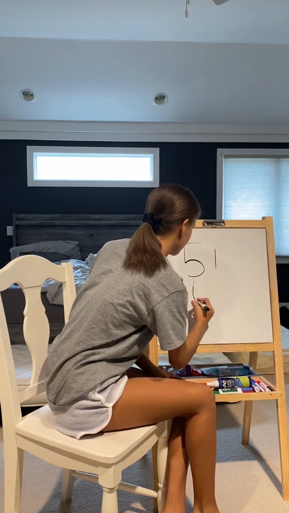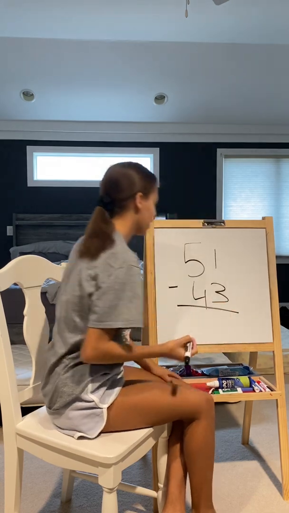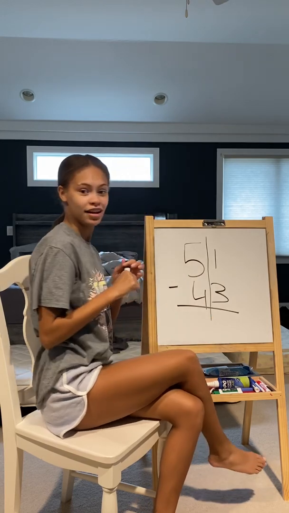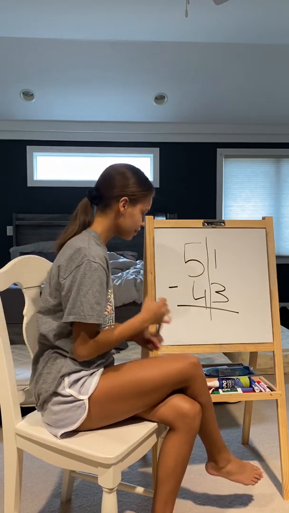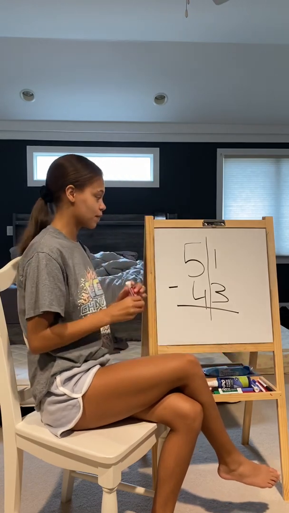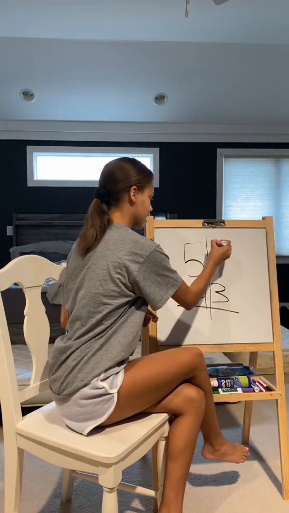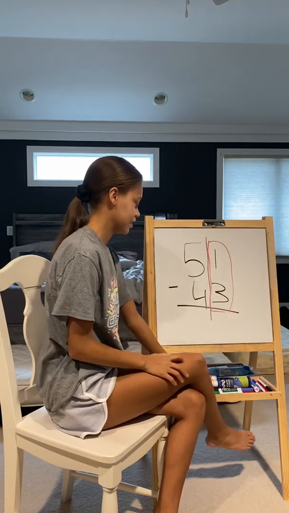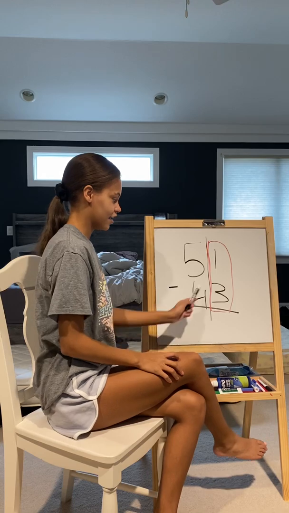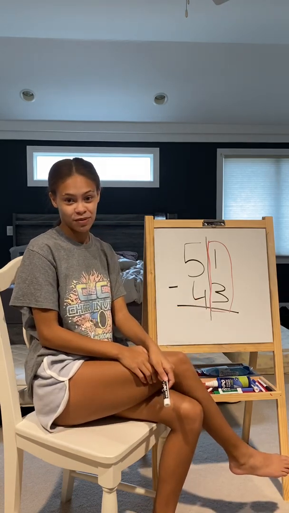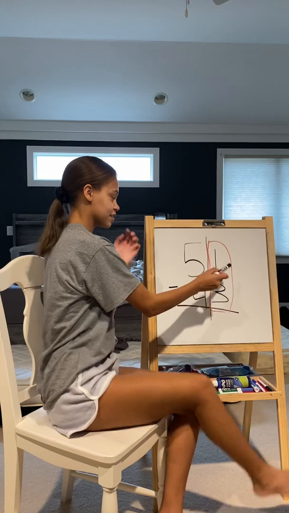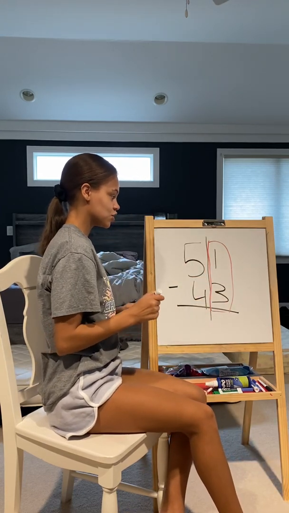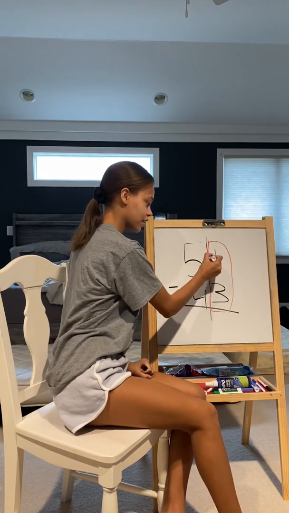51 minus 43. Okay, so step 1, remember, we split the problem in half like we did in the last video. And then step 2, remember, we look at this side first, right? Which number is bigger? The bottom number is bigger, so what do we do when the bottom number is bigger? We can't subtract 1 from 3 because 1 is smaller. So we put a 1 in front.